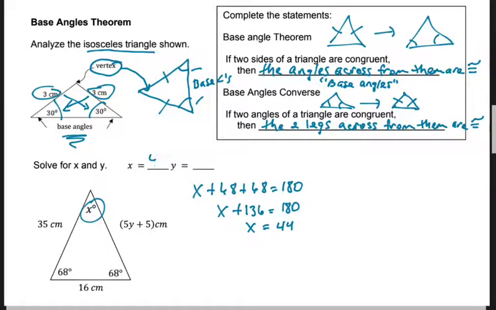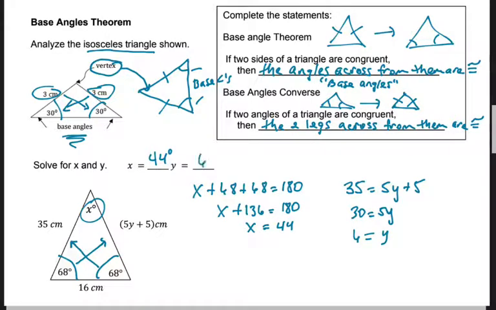That does not look very much like a 44. There we go. All right, so we've got x solved for. Now then, the other thing I notice is that these angles are equal to each other. That means that the sides that are across from those angles have to be equal to each other. So I can set up an equation, 35 equals 5y plus 5, and then solve from there. So subtract 5 from both sides, and then divide by 5, and I get y equals 6. And so we have now solved for x and y.